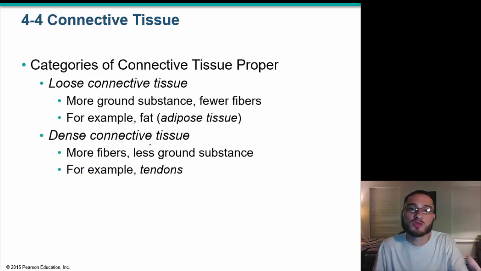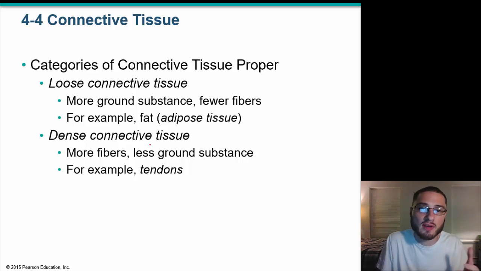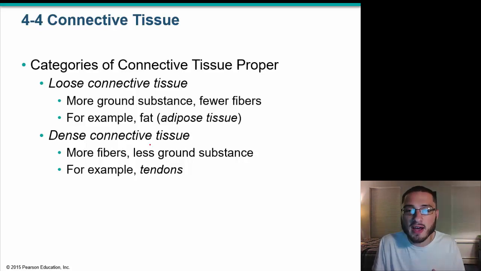So the connective tissue proper is the real name for the connective tissue that you often would think of as being connective tissue. You have loose connective tissue, more ground substance, fewer fibers. So one example is fat, which we don't just call fat. In anatomy and physiology, we call it adipose tissue. So whenever you see this word adipose, you need to think of fat.